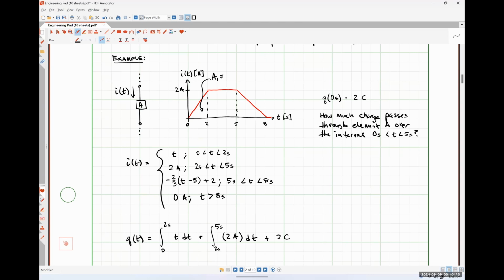1/2 the base times the height. All right, so we have 1/2. Our base in this case is 2 seconds. Our height in this case is 2 amperes. So we have 2 amps times 1 second. So what's 2 amps times 1 second? We have amps times seconds, so I'm not sure how we're going to get amps per second anywhere. What's an amp times a second? A coulomb. So this looks like 2 coulombs.